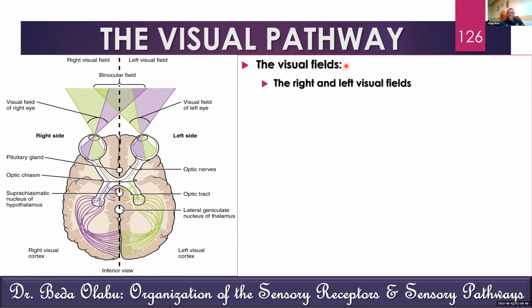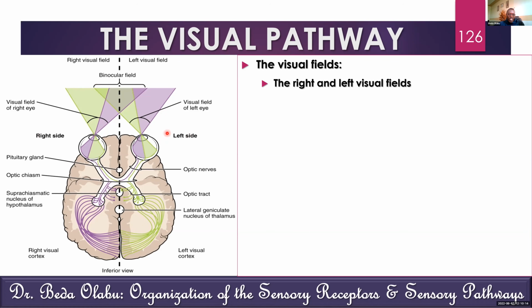We can divide that field into two. There's the left field and the right field. For example, in this image, this person can see from there all the way to here. So that's the visual field. But this is on the left side, and that's on the right side.